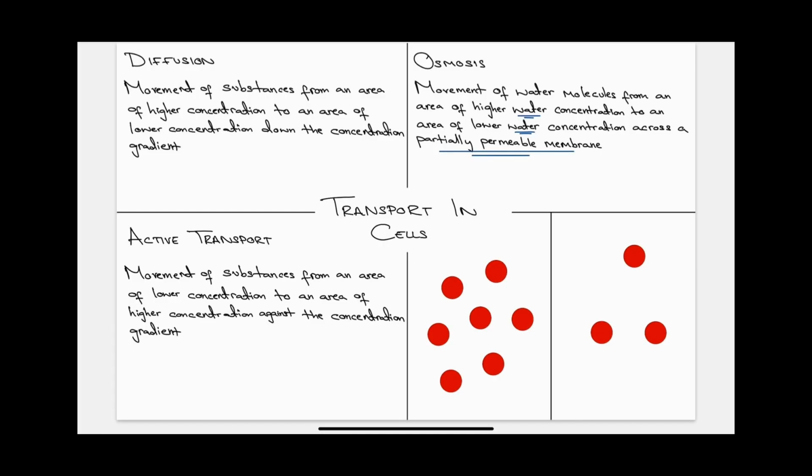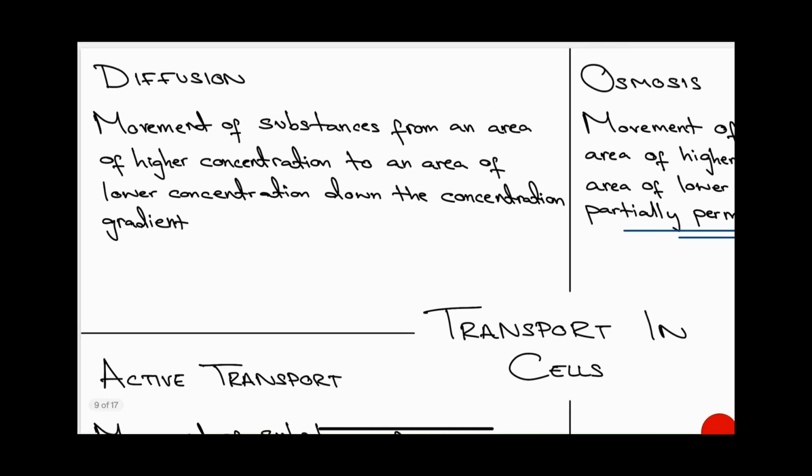Today we'll be going through cell transport. The three types of transports in cells you need to know about are diffusion, osmosis, and active transport. So first, let's take a look at diffusion.